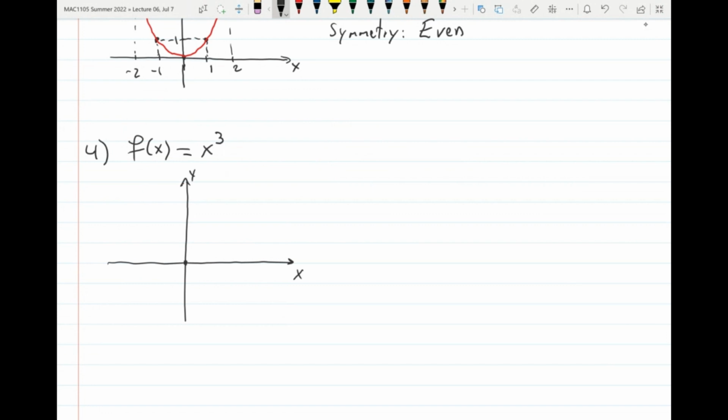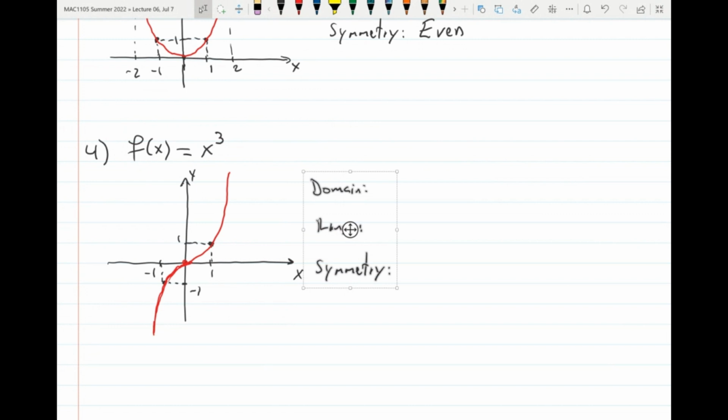x, y. So it goes through 0, 0. It's going to go through 1, 1, and then it goes to negative 1, negative 1. Call these key points. Okay? And then we have this sort of shape. Okay, something like this. That's a cube. This is 0, 0.